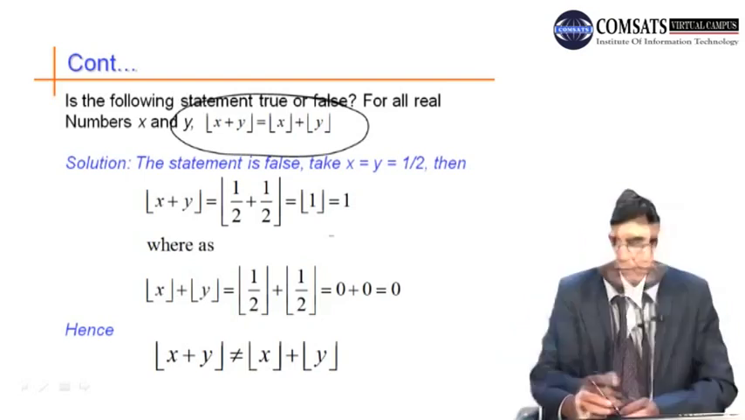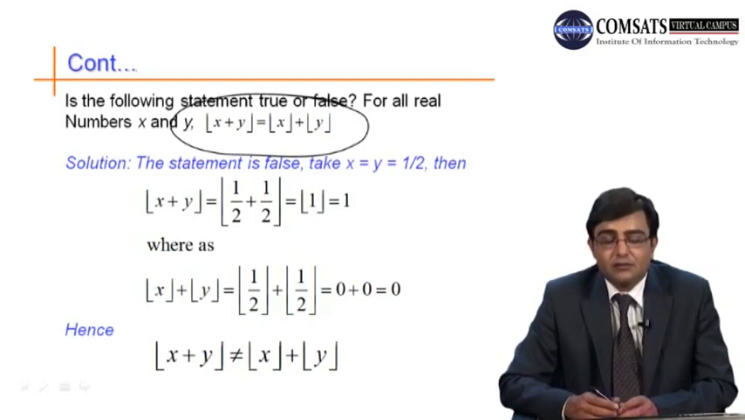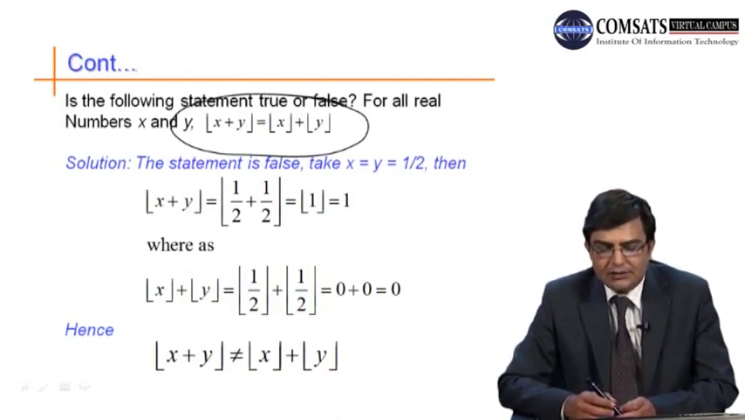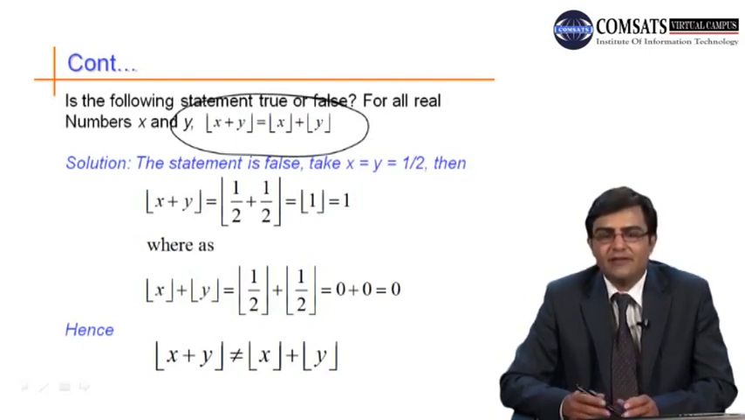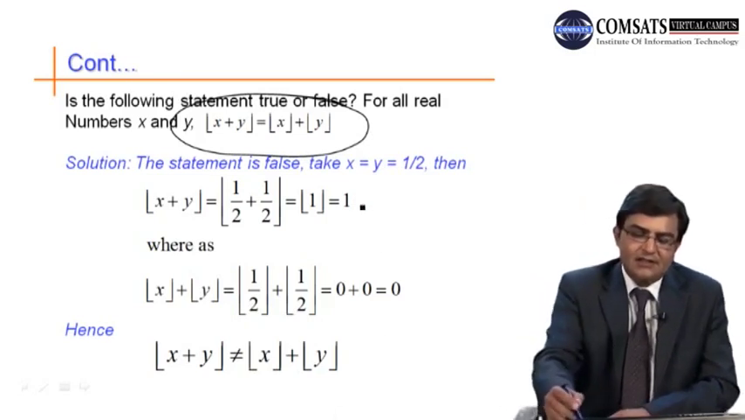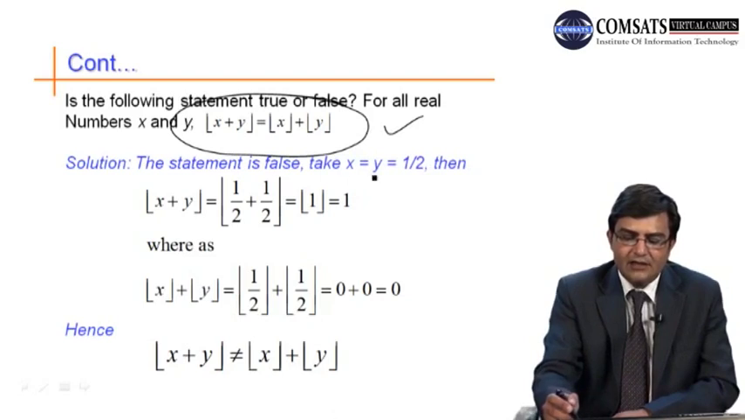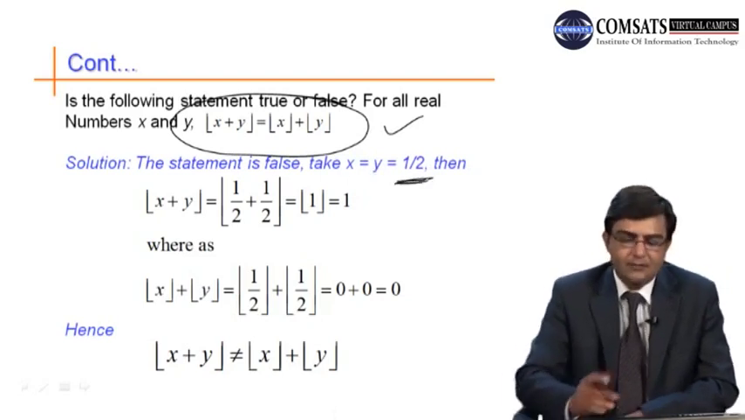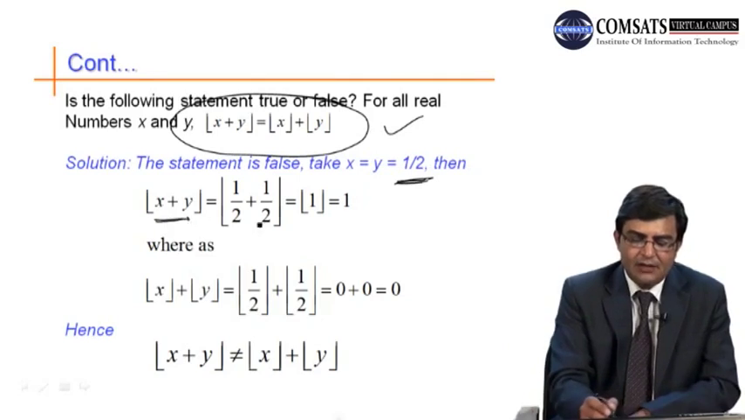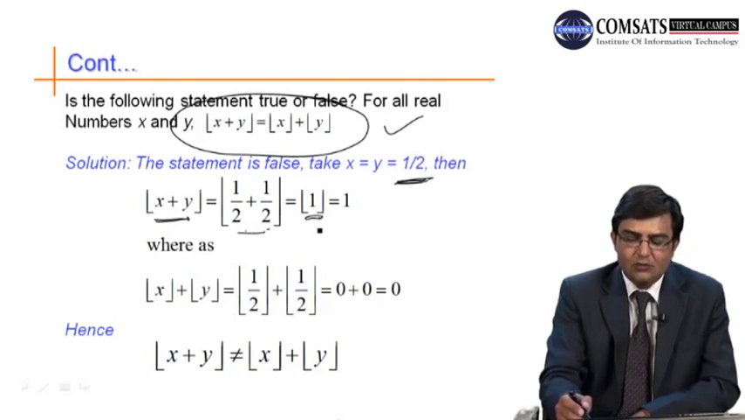But here for this statement, we shall disprove it by giving a counterexample, as we have already studied that universal statements can be disproved by using a counterexample. We have seen what we mean by counterexample in the previous lectures. The statement is generally false. If we take x and y both 1/2, then x plus y becomes 1/2 plus 1/2, which is 1. The floor of 1 gives us 1.